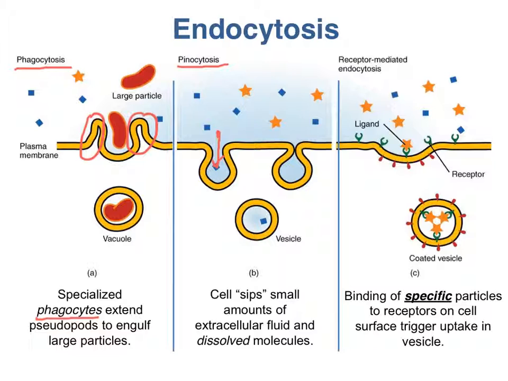A third type of endocytosis, receptor-mediated endocytosis, is less common, but it is a very specific form of endocytosis. So you have small particles interacting with specific receptors on the cell surface, and when you get enough of those small particles bound, the receptors cause this plasma membrane to pinch off, forming a vesicle. This is how iron is taken up by your red blood cells, as one example.